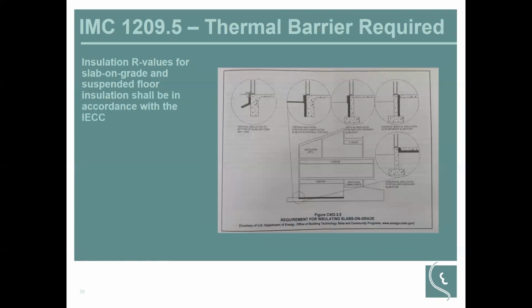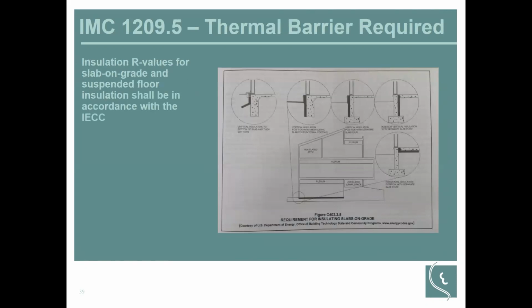The IMC calls out that you have to have a thermal barrier for slab on grade and suspended floor, and calling out that it be done to the IECC. Specifically here, the importance is making sure that we're providing a thermal break between the interior and exterior environment, or the ground and the interior environment. Insulating to 6 inches is not necessarily as critical as making sure that you're providing that first inch of insulation to make sure that you get that thermal break.